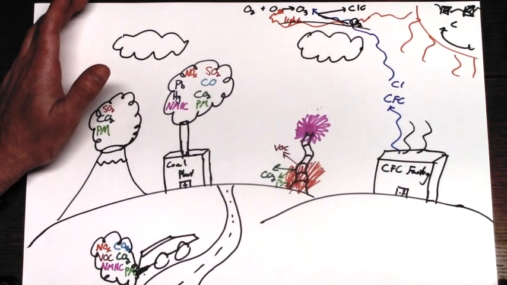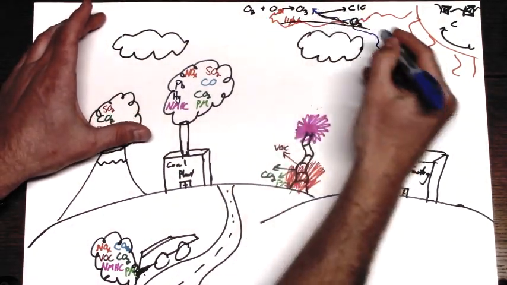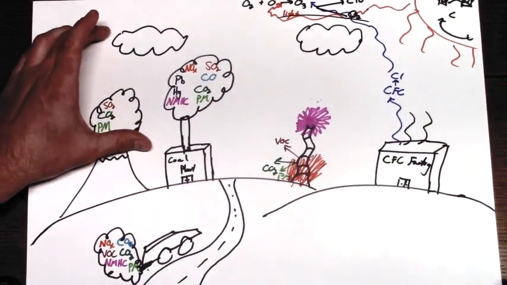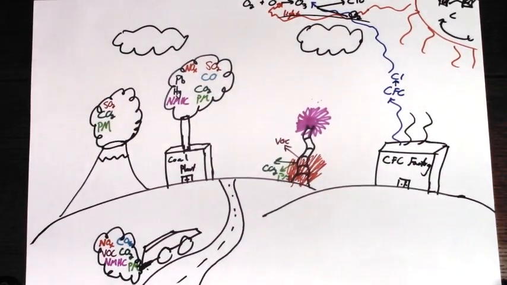So this is our formation of ozone, and this is our destruction of ozone. So we get this chlorine kind of breaking off. This is why these CFCs are harmful and dangerous.